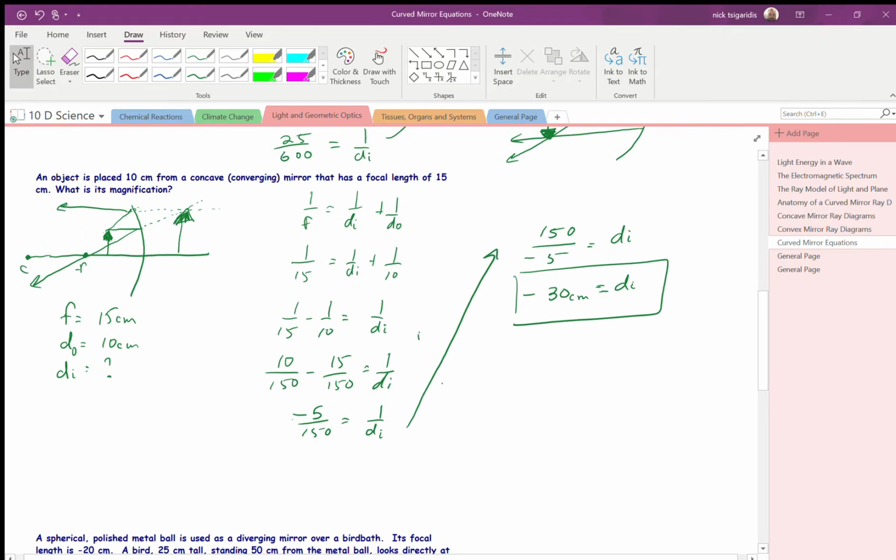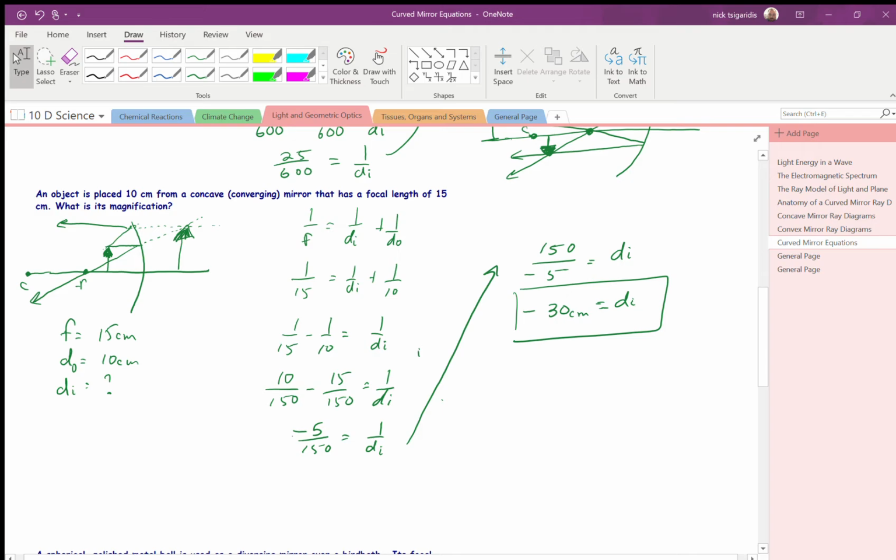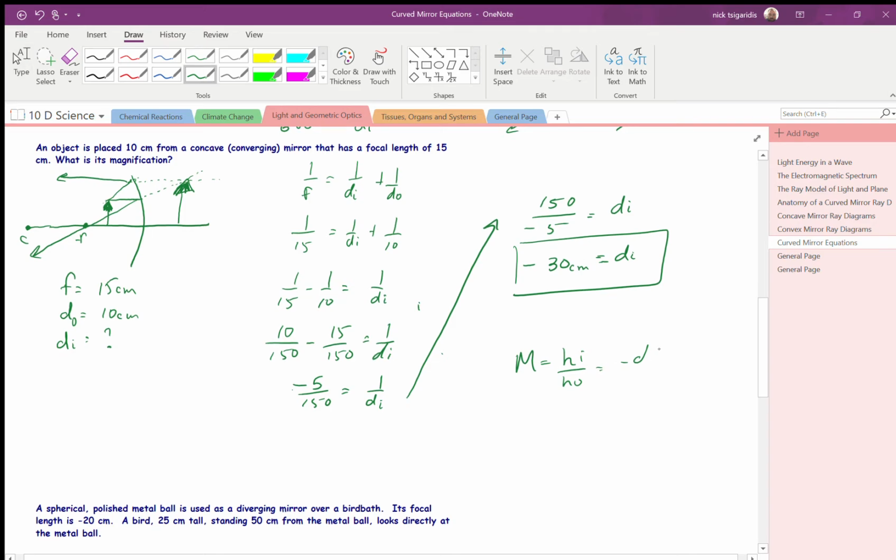Actually, pardon me, I forgot that there's a second part to the question that asks, what is the magnification? So obviously, if I'm asking for magnification, you have to use the second equation. So I know that magnification is equal to hi over ho, which is equal to negative di over do. We don't have anything to do with hi and ho here, so I'm just going to scrap that part. So now I have magnification is equal to negative di over do.